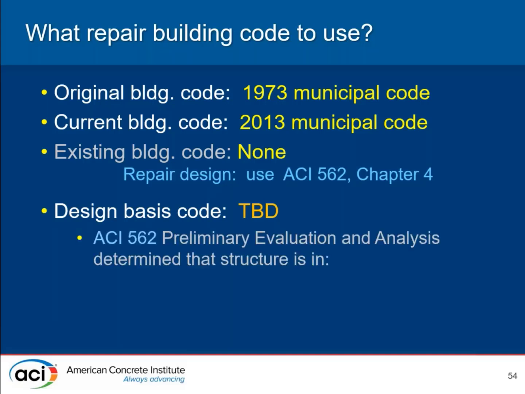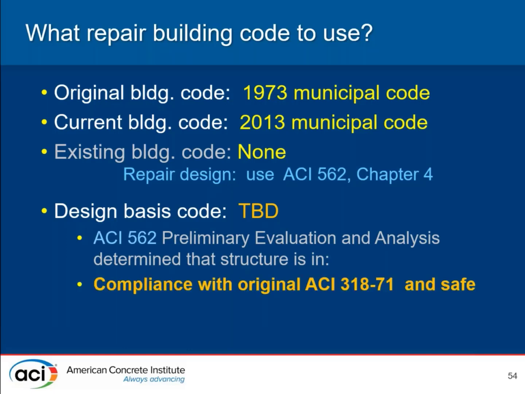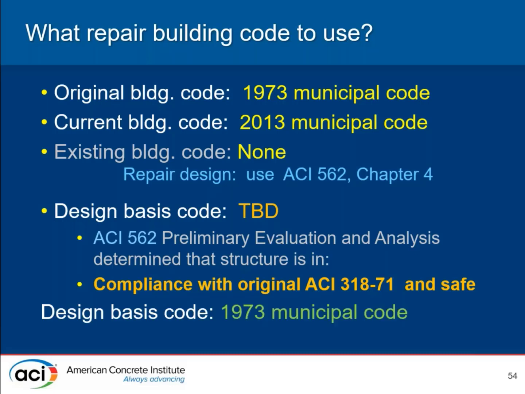The preliminary evaluation was performed. It was determined that the structure is in compliance with the version of ACI 318 referenced in the original building code. The evaluation also determined that the structure was safe. Therefore, the repairs could be designed in accordance with the version of ACI 318 used for the original construction. That would be ACI 318-71 and ACI 562.